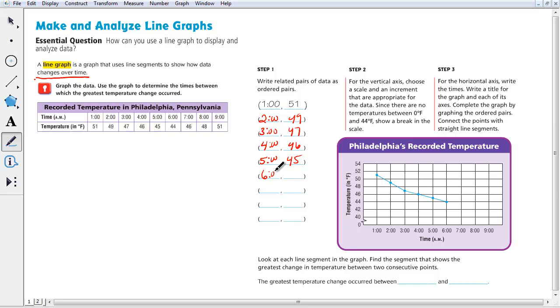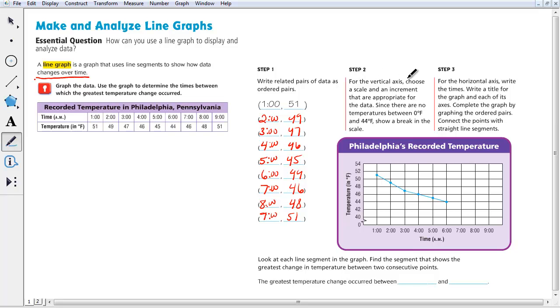At 6 o'clock, it was 44 degrees. At 7 o'clock, it was 46 degrees. At 8 o'clock, it's 48 degrees. And at 9 o'clock, it was 51 degrees. So now we've written ordered pairs using the data from our chart. Now we're going to move to step 2.